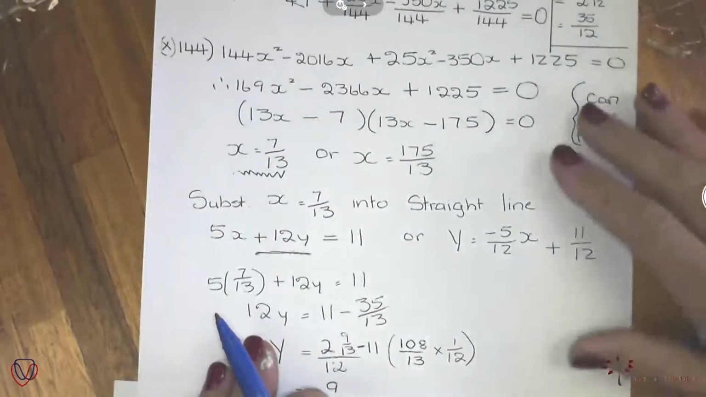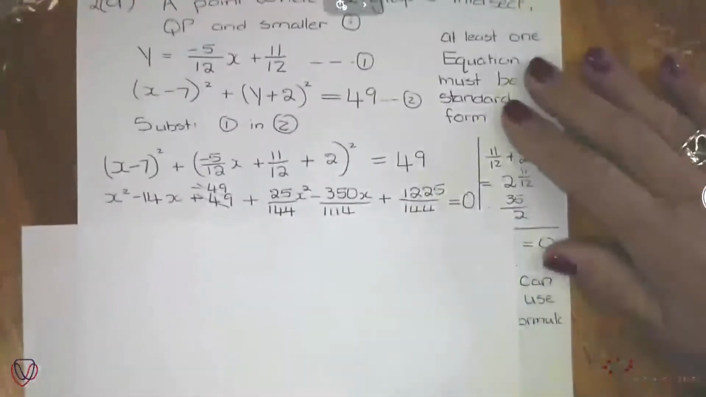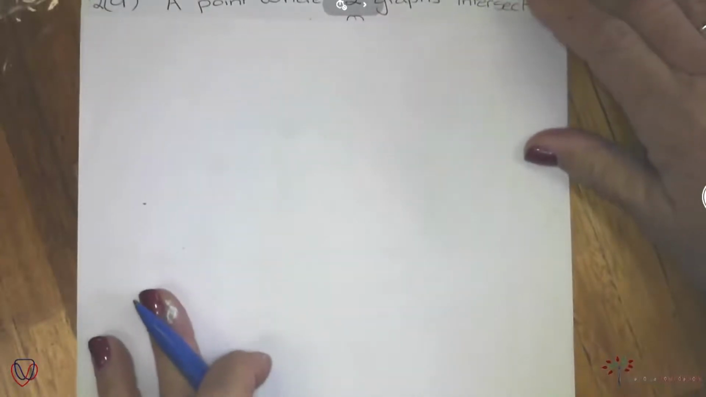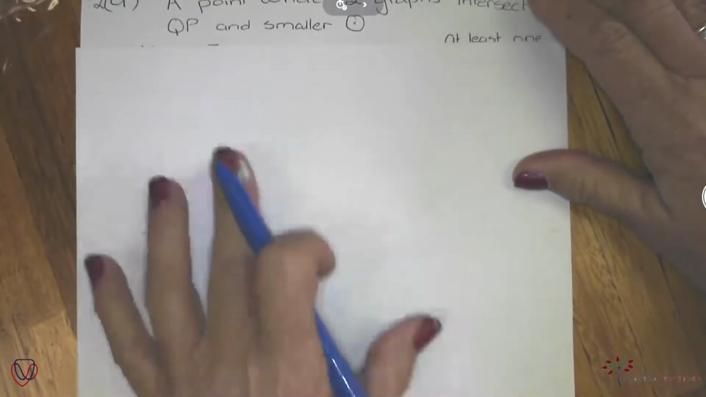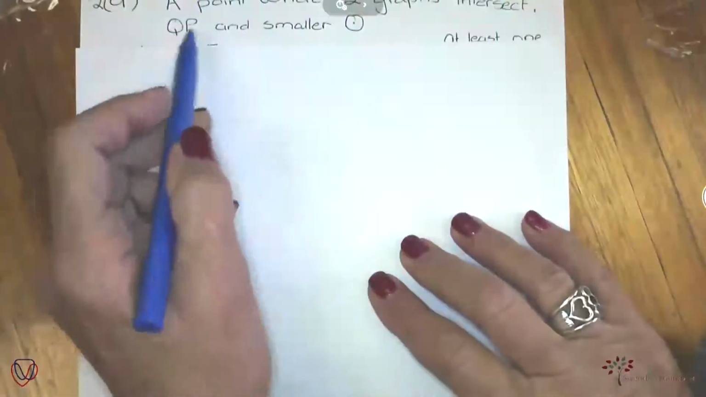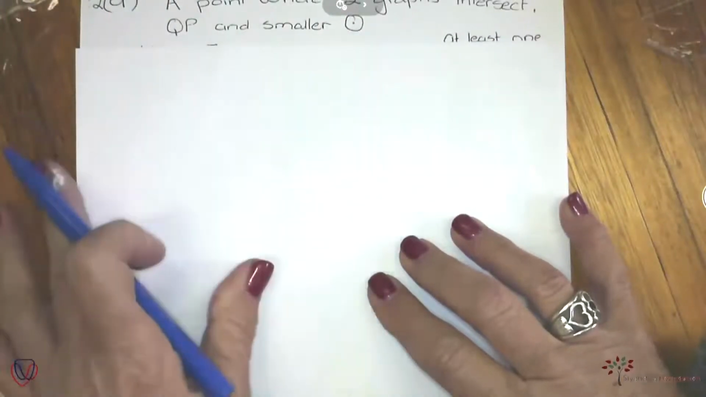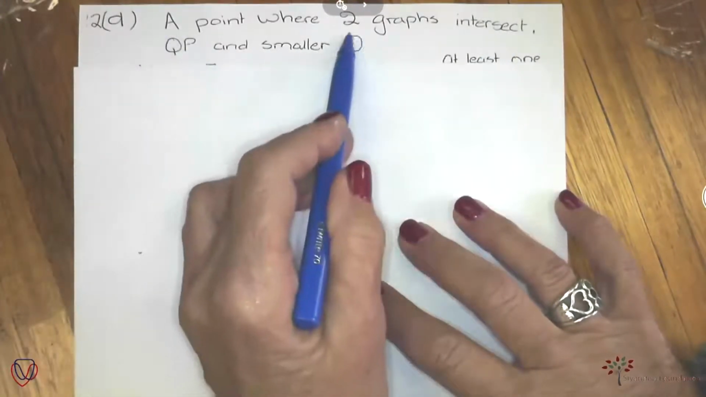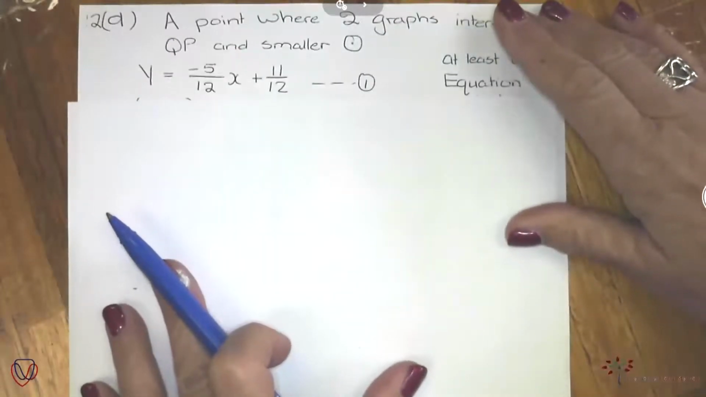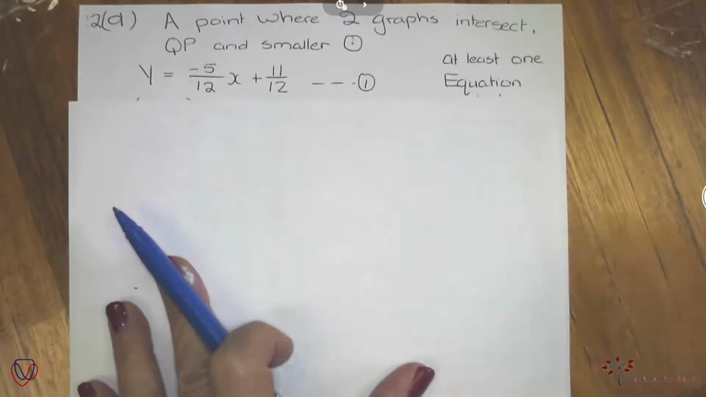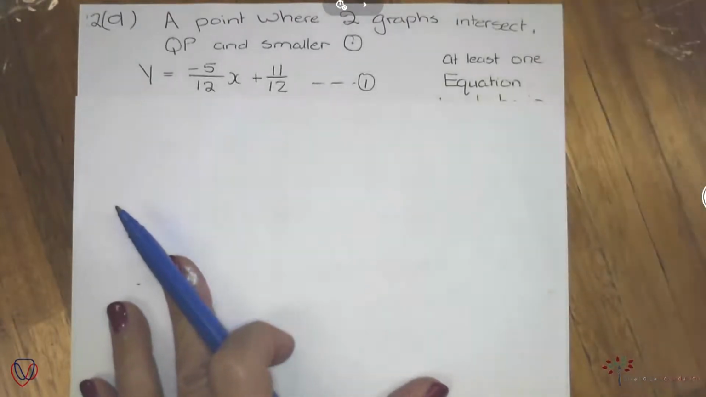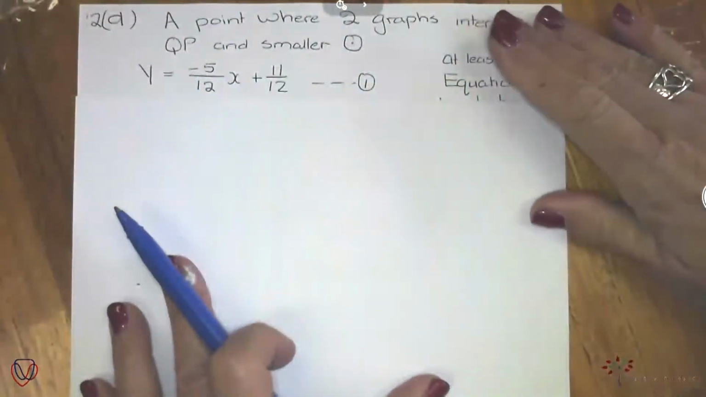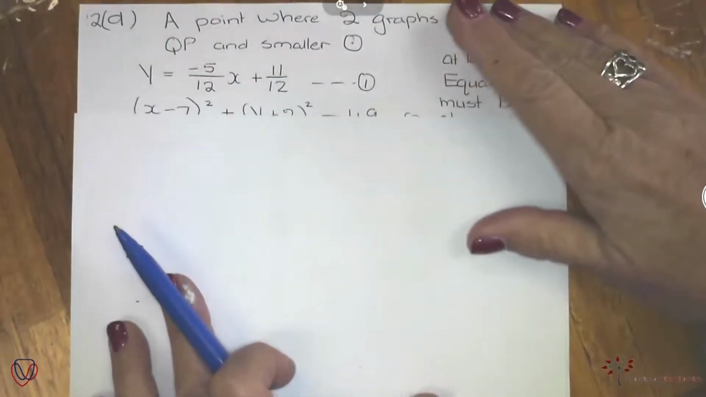Then D is determine the coordinates of A, the point where the two graphs intersect. So I'm bringing my D in now, and we're going to do the D quickly. We know the equations of the two graphs, QP and the smaller circle. The point where these two graphs intersect, QP, the straight line, and the circle. I rewrote the straight line here. If you want to find the point of intersection, you need to find x and y. In this case, we must use the standard form of the straight line, make it y, so that we can substitute number 1 into number 2.